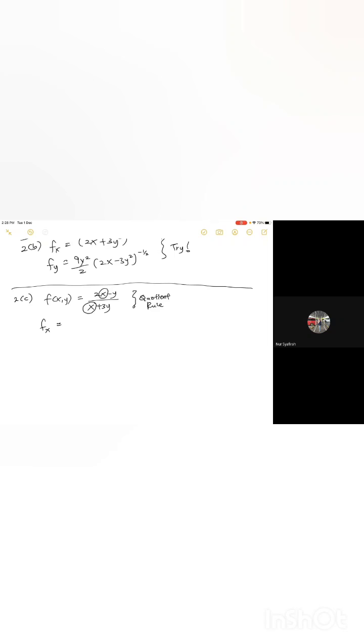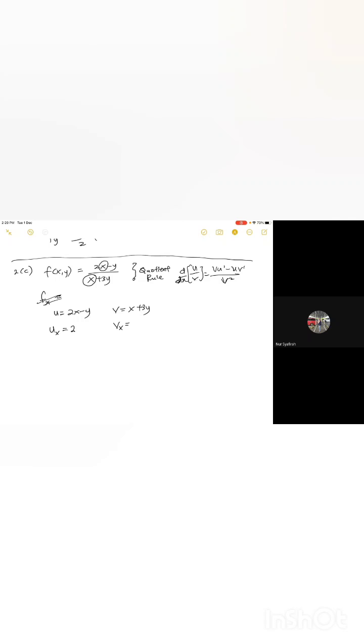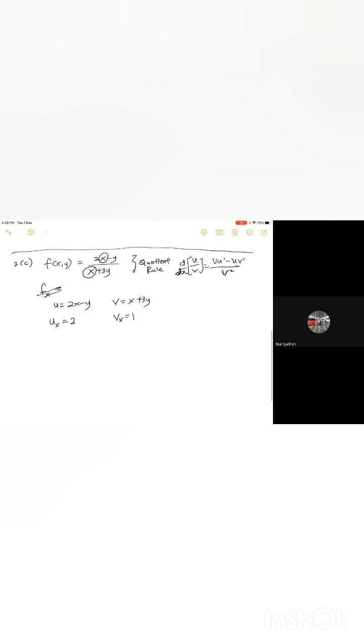So remember the formula for quotient rule. If you have u over v, you want to differentiate u over v, then it will be (v u prime minus u v prime) over v squared. So let's say I choose my u equals to 2x minus y. Then your v must be the denominator, which is x plus 3y. If you want to find fx, then this one also you have to differentiate with respect to x. So I will have 2, the y will be 0. This one I will have 1, the 3y will be 0 as well. Sebab y tu constant bila differentiate x.